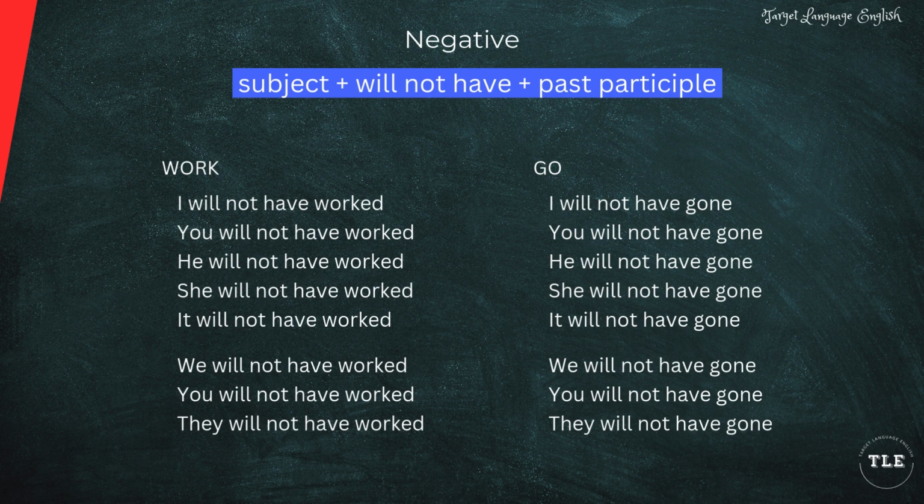The verb go, singular. I will not have gone, you will not have gone, he will not have gone, she will not have gone, it will not have gone. Plural, we will not have gone, you will not have gone, they will not have gone.